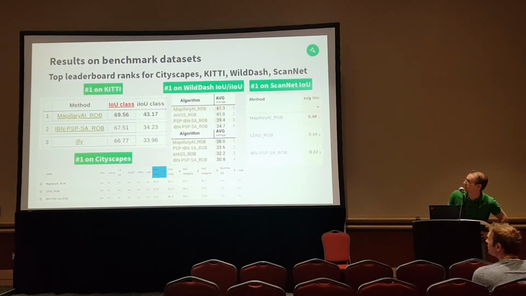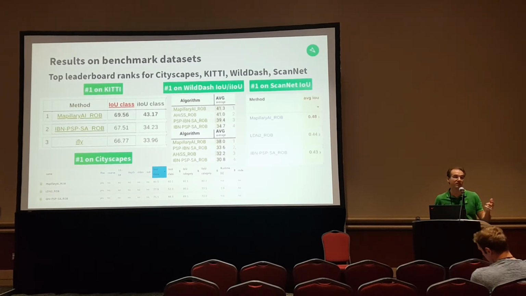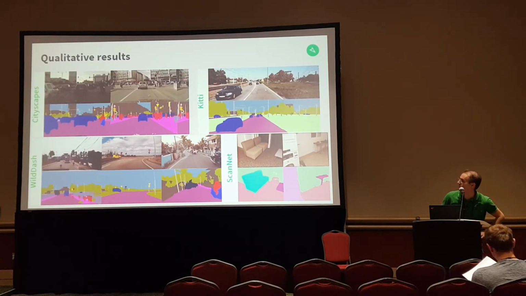And some more details. So we managed to get first position on Kitty on intersection over union and on the instance intersection over union. The same for WildDash. And for Scannet, we were first in intersection over union, and same for Cityscapes. So best score in intersection over union and instance intersection over union. What boosts the instance intersection over union, actually we found out, is the hard negative mining. So here we have some qualitative results.